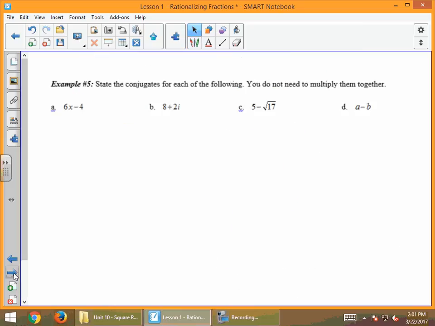So for 5, state the conjugates of each of the following. You do not multiply them together, you're just stating what the conjugates are. So look at A. If we have 6x minus 4, the conjugate would be 6x plus 4. Very good.